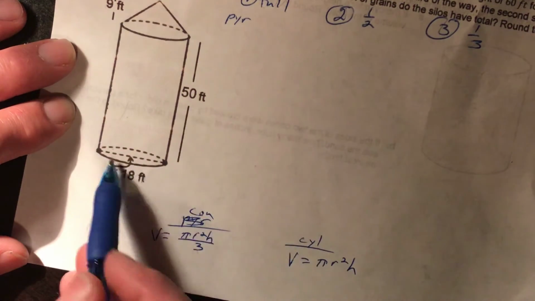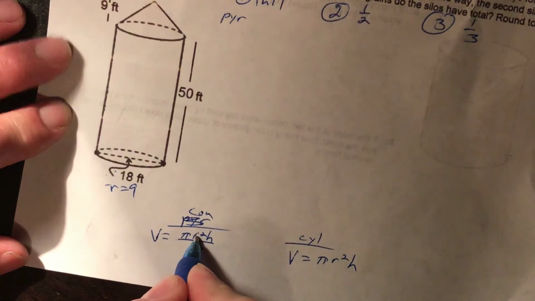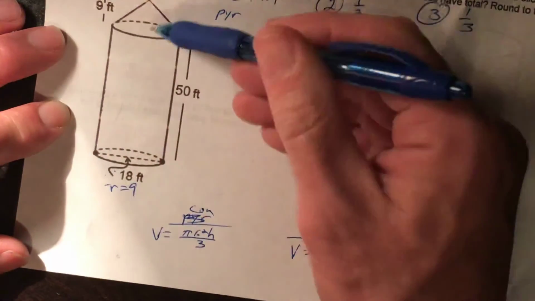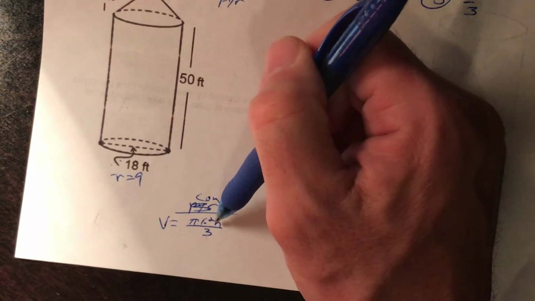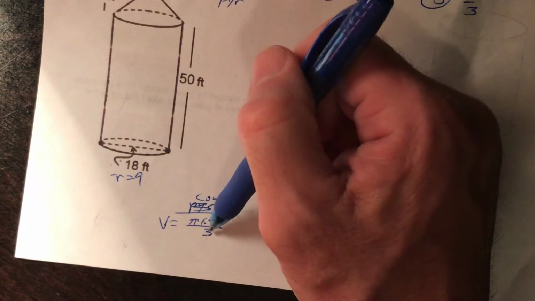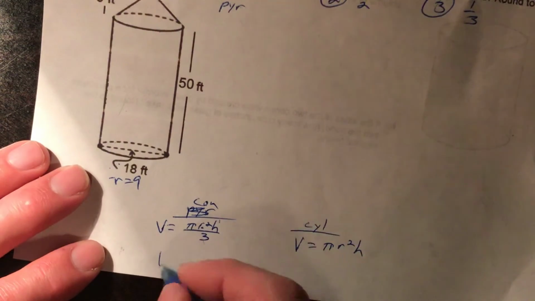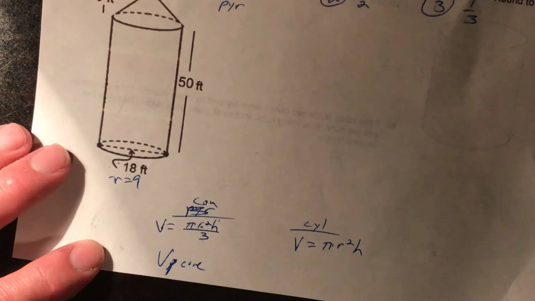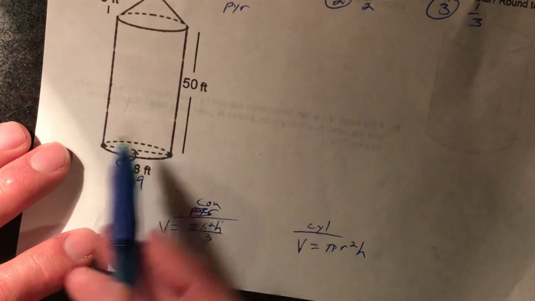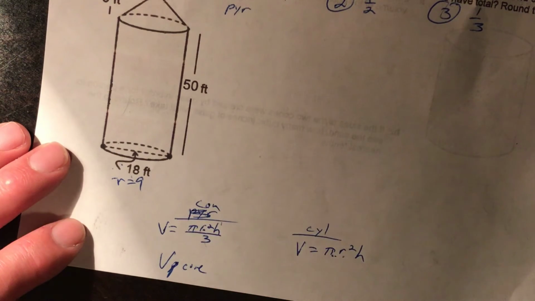So the radius is going to be 9. Okay, radius is 9, so 9 will go there. Height is going to be 9, so 9 will go there. So it's really 9 cubed times 3.14 divided by 3. That gives you the volume of the cone. Then, for the volume of the cylinder, we have pi times 9 squared times 50. That'll give you the volume of the cylinder.